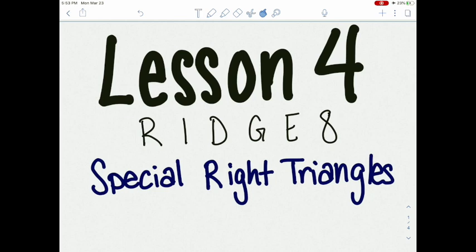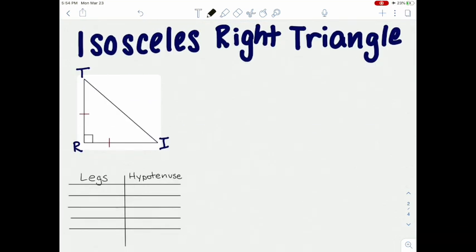So today we're going to continue working on right triangles, specifically some special right triangles and their properties. We're going to continue with the Pythagorean theorem. If you have any questions, like I said, you can always pause, send me an email, jump on Google Hangouts. All right, so the first type of special right triangle we're going to talk about is an isosceles right triangle. Now, an isosceles right triangle has a nickname, which is called a 45, 45, 90 triangle.